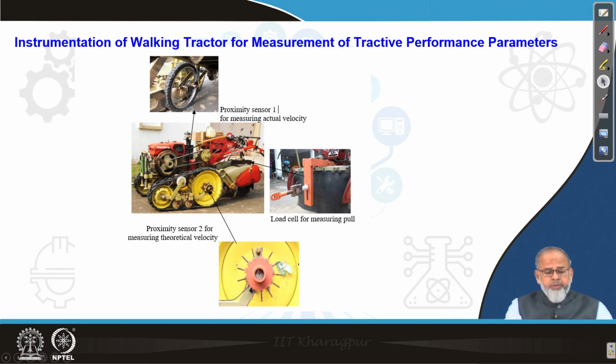So knowing the actual velocity and theoretical velocity, we can calculate slip. The other major component is the load, the pull which is applied, and the pull which is required to tow the tractor. Those are measured with the help of a load cell, which is shown in this figure. The load cell and proximity sensor output data are stored in a computer through a data acquisition system. These are tested in the field.